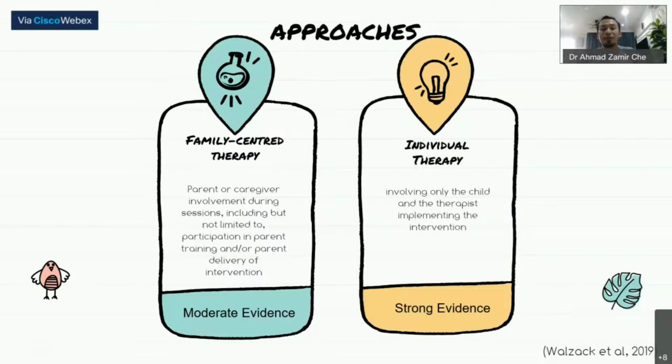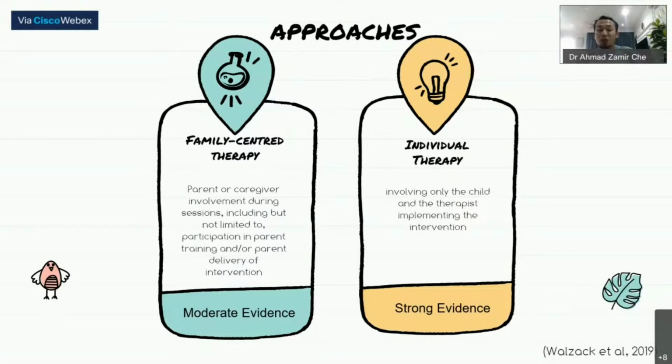Okay, so family therapy is referring to the involvement of parent and caregiver and participation of parent or caregiver in the delivery of intervention, while individual therapy is referring to involving only the child and therapist in implementing the intervention.